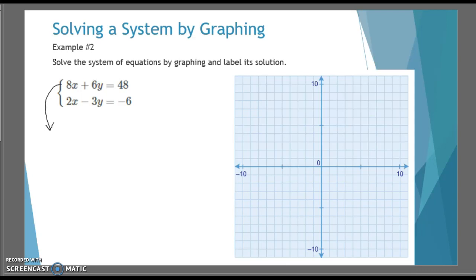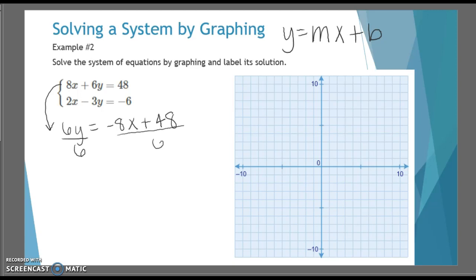So first thing I'm going to do, so slope-intercept form, in case you don't remember, is mx plus b. We want y by itself. That's our goal, is to get y by itself. So I'm going to subtract 8x from both sides. So I'm going to get 6y equals negative 8x plus 48. Divide everything by 6. So negative 8 over 6, I can reduce that down to negative 4 over 3. And then 48 divided by 6 is 8. So there's our first one.